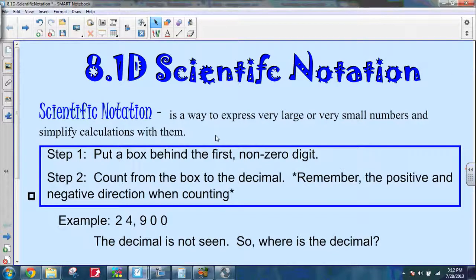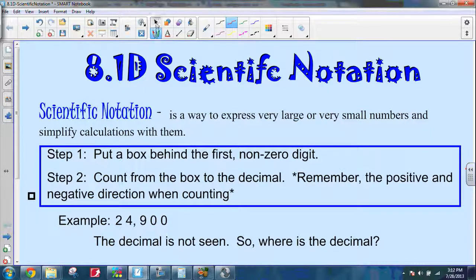Scientific notation is a way to express very large or very small numbers and simplify calculations with them. Below are the steps, but we'll illustrate them as we go throughout our problem so you can see what each step means and what you need to know. So let's get started. In our first example, we want to turn this standard notation of 24,900 into scientific notation.